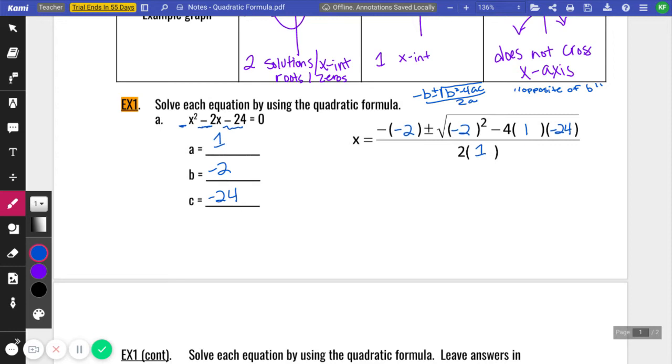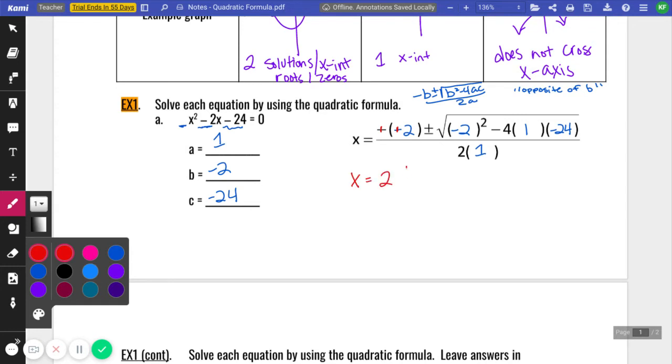Now I know this looks crazy and kind of a lot, but we're going to take it step by step and simplify as much as we can. So the first thing I'm going to do, because I really don't want to forget it, is change -2 to be +2. A negative times a negative is positive. So that would be 2 plus or minus the square root. And I want to simplify the discriminant.